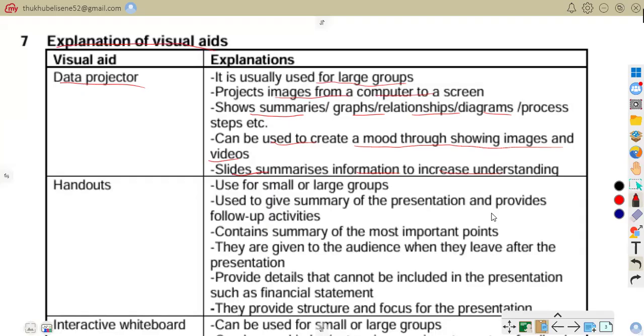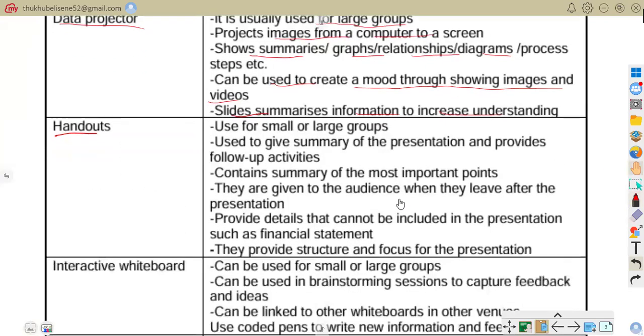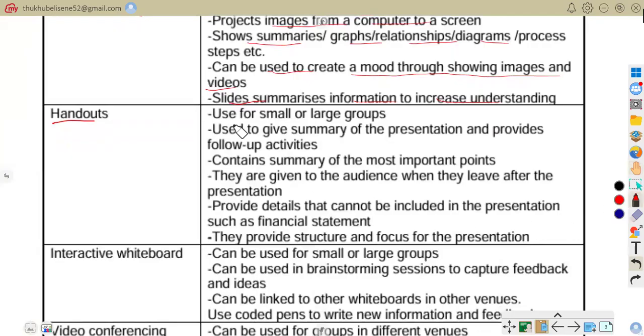So now let us come to the handouts. Handouts can be used for both small and large groups. So handouts are useful regardless of audience size. For example, printed notes are given to 20 or 200 people. That's why I say they can be used regardless of the size of the audience.